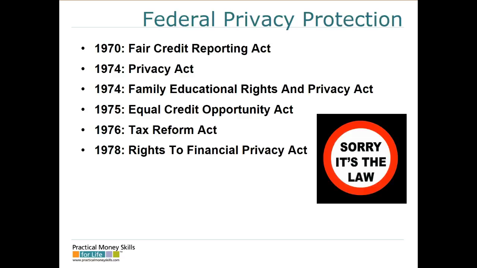And in 1975, the Equal Credit Opportunity Act outlaws discrimination in granting credit due to age, gender, marital status, religion, ethnicity, national origin, or receipt of public assistance. And in 1976, the Tax Reform Act limits disclosure of tax information and requires that taxpayers be notified when their tax records are summoned from record keepers. And in 1978, the Right to Financial Privacy Act sets conditions under which federal investigators can access an individual's bank account records. All of these are laws that were enacted in the 70s as federal privacy protection.